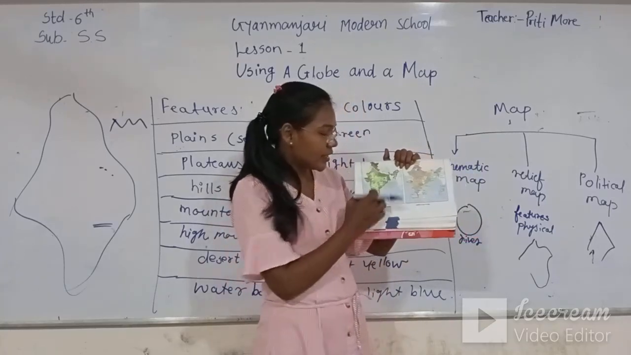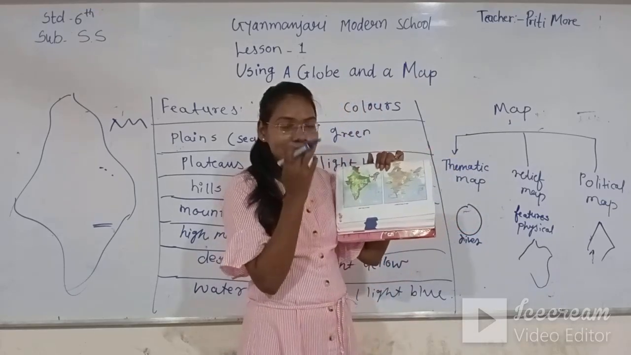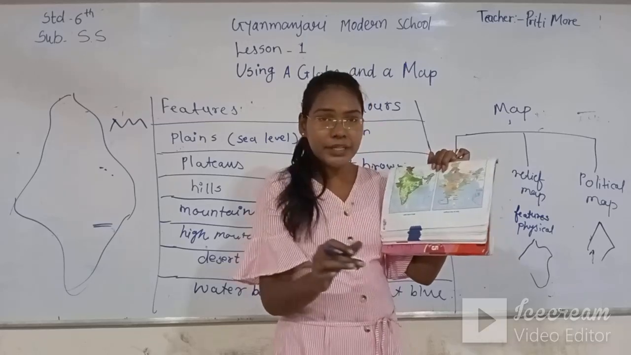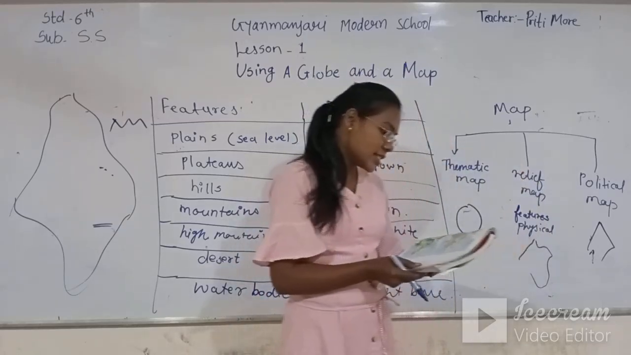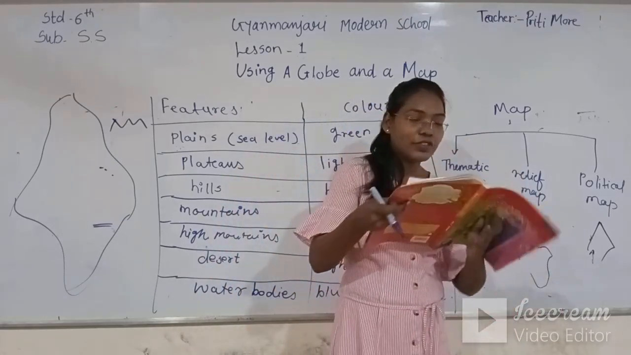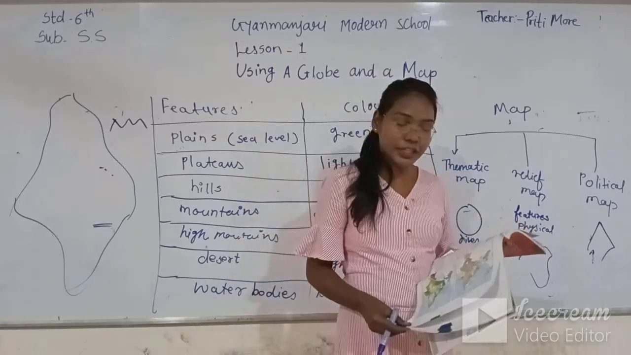India's features are there. And now in the second map, the political map of India, you can see the different countries on the map, their capitals and their particular areas, their boundaries, everything you can see in the political map. The different cities, different capitals and different states.